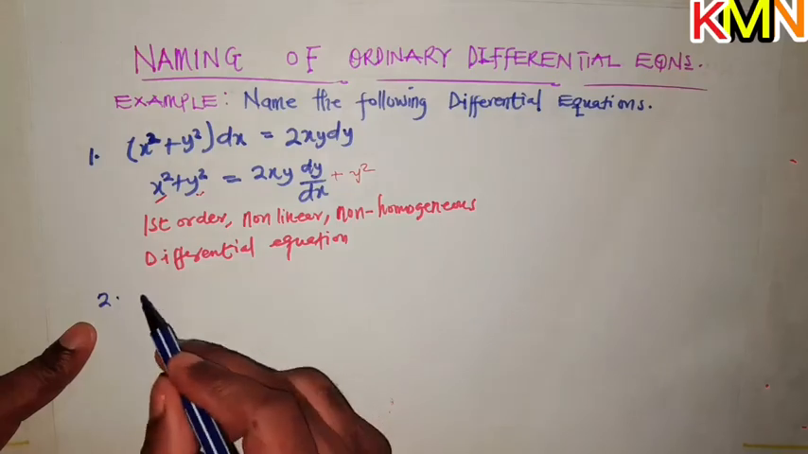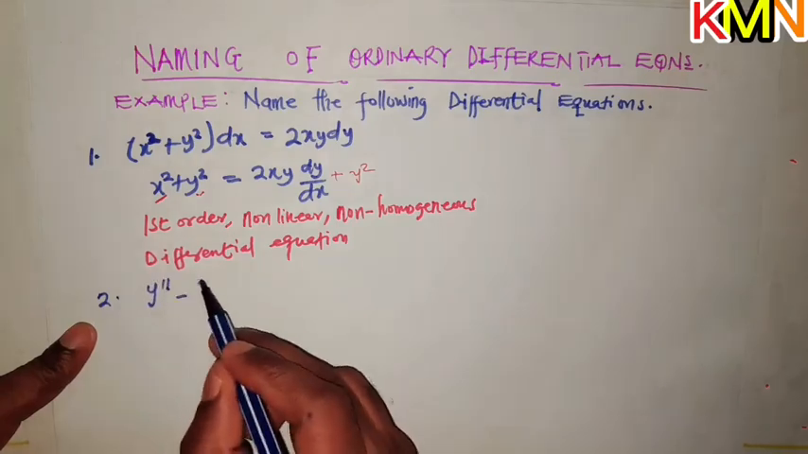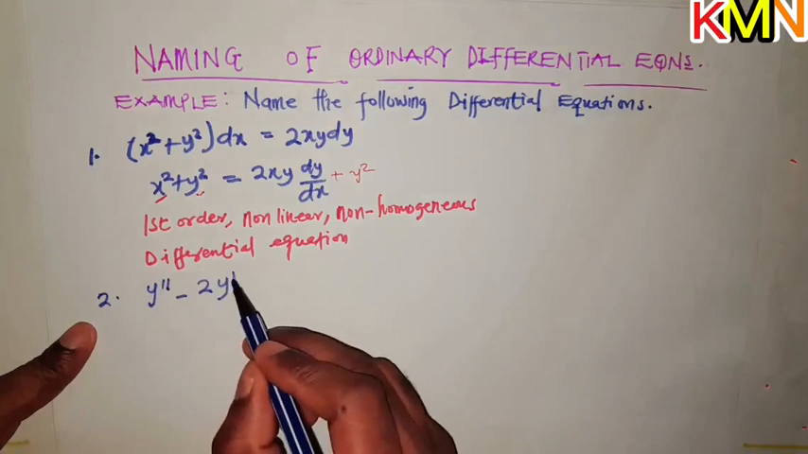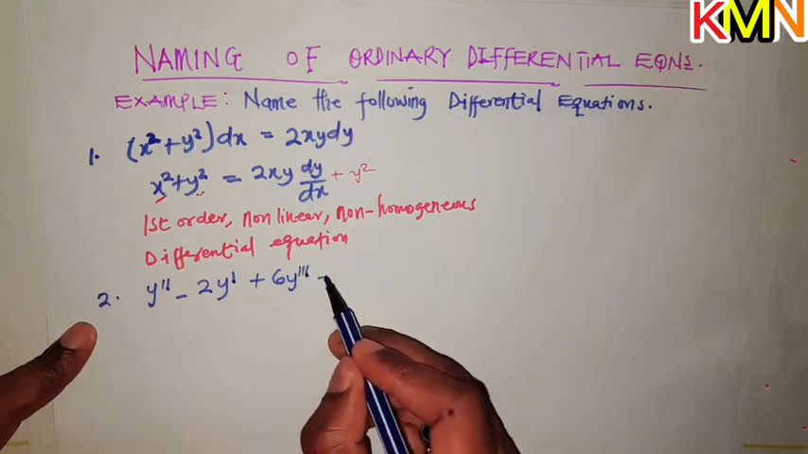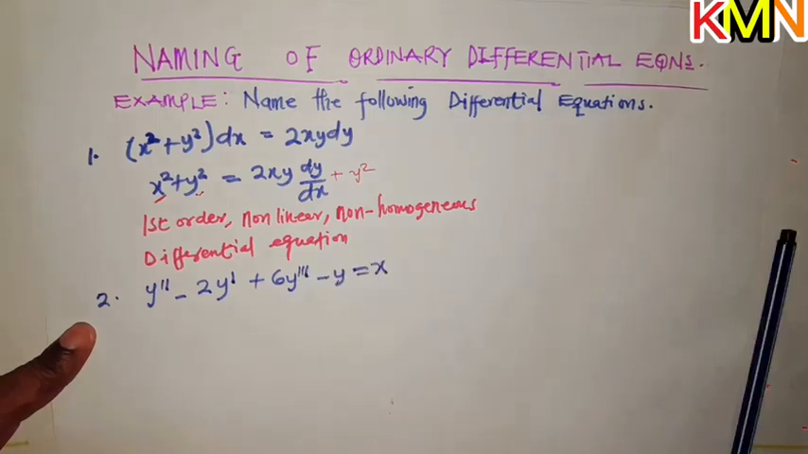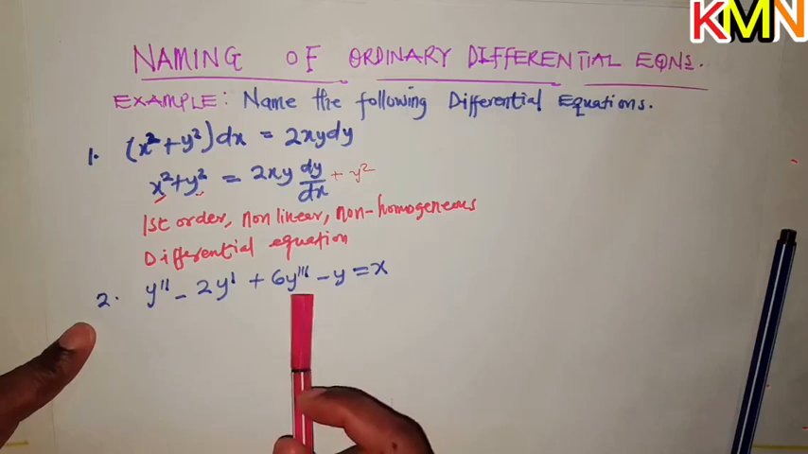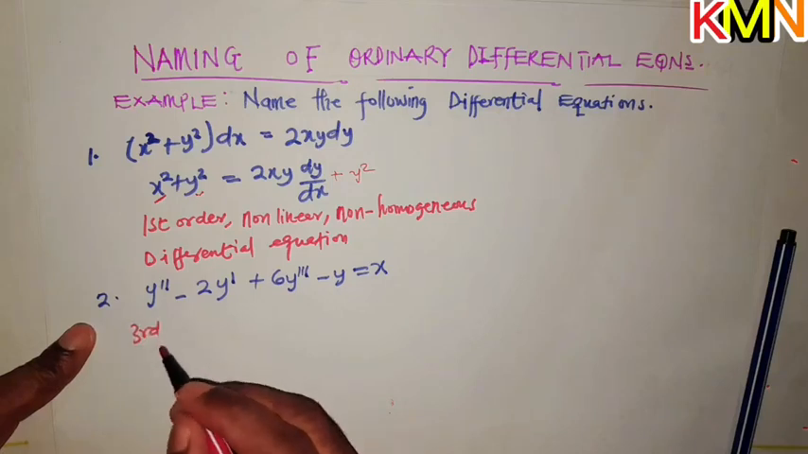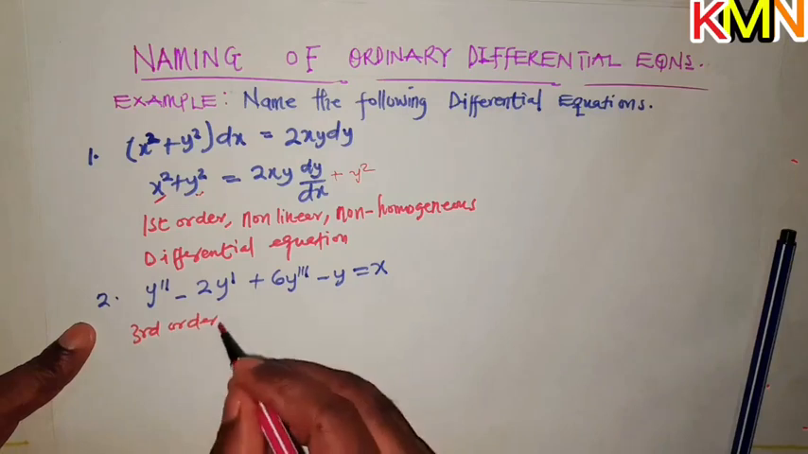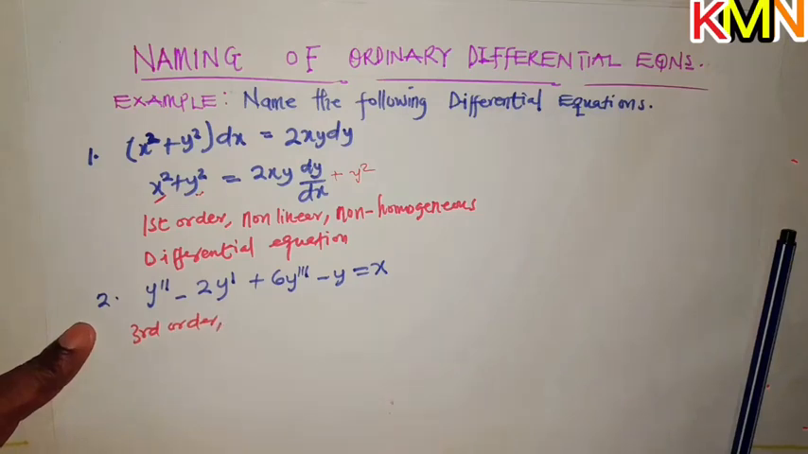The second example is y''' plus 2y' plus 6y'' minus y is equal to x. First of all, as I said, we need to check the order. What is the order of this particular differential equation? You can see that the highest order is what? The y''' and that is the third order. So we state that this is third order. Now let's look at the linearity.